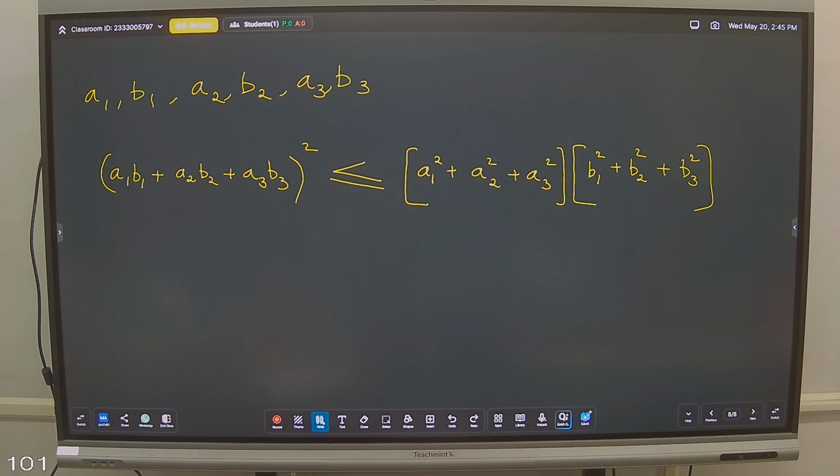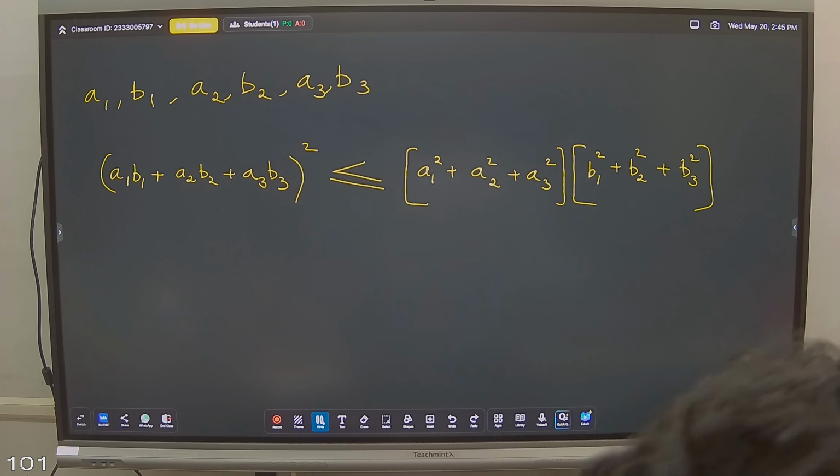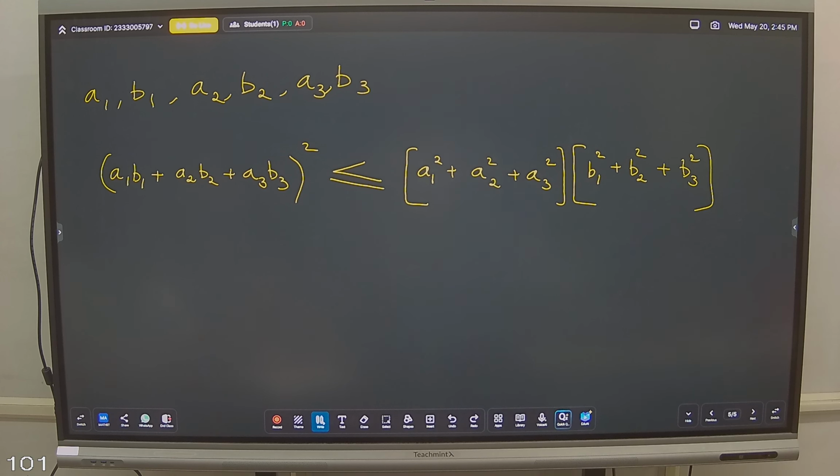Sure enough, good enough. But this has to be true. A square plus b square plus c square plus ab plus bc plus ca. 2ab? Yeah, yes?